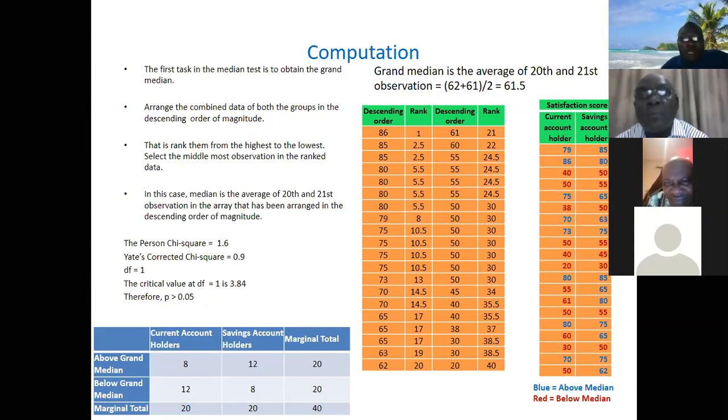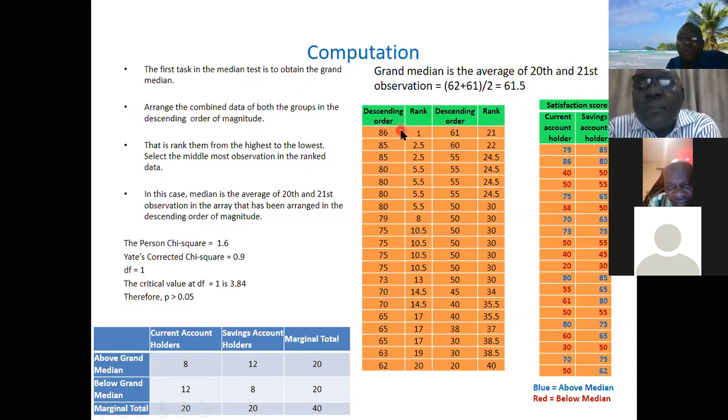Now, the same thing also, you first of all rank. These are the steps. You arrange the combined data, just like the way we did for the ransom test, where we arrange all of them from smallest to the highest, or from highest to the smallest. But this one, we arrange it from highest to the smallest.